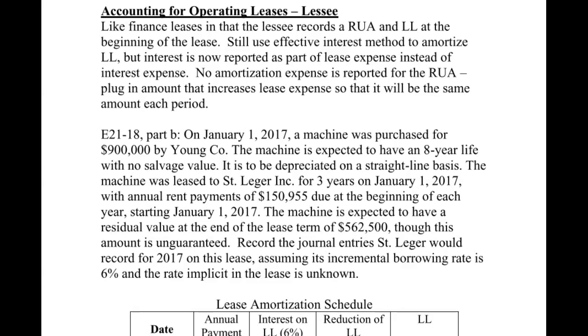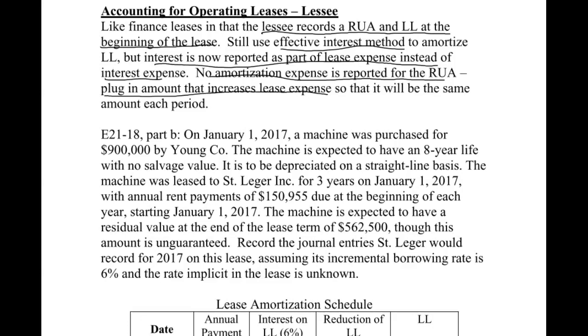However, it's similar in that the lessee is going to record the right of use asset and the lease liability at the beginning of the lease, using the present value. They're still going to use the effective interest method to amortize the lease liability, but now interest is reported as part of lease expense instead of interest expense. And there's no amortization expense reported. Instead, the amount that increases lease expense will be the same each period, basically matching the payment.